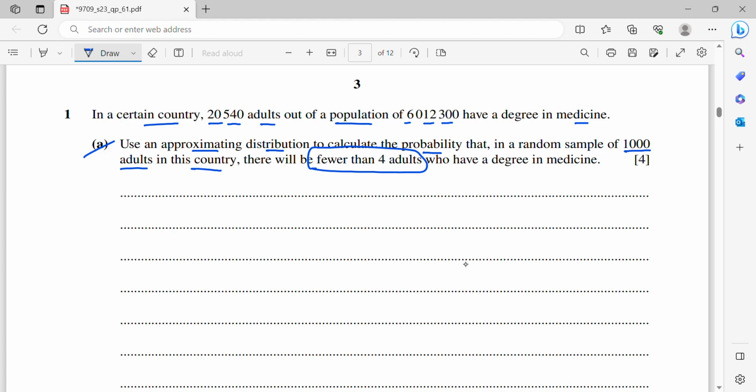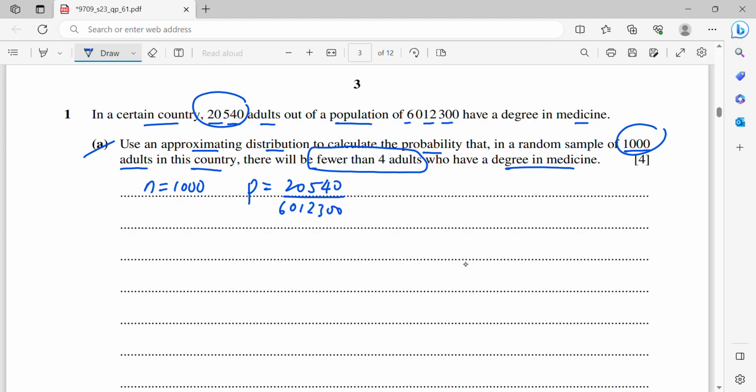Okay, so from here, we know that the n is 1,000. So it is 1,000 adults, which means that this is a discrete random variable. The x is the number of adults who have a medicine degree. And then the p is 20,540 divided by 6,012,300.